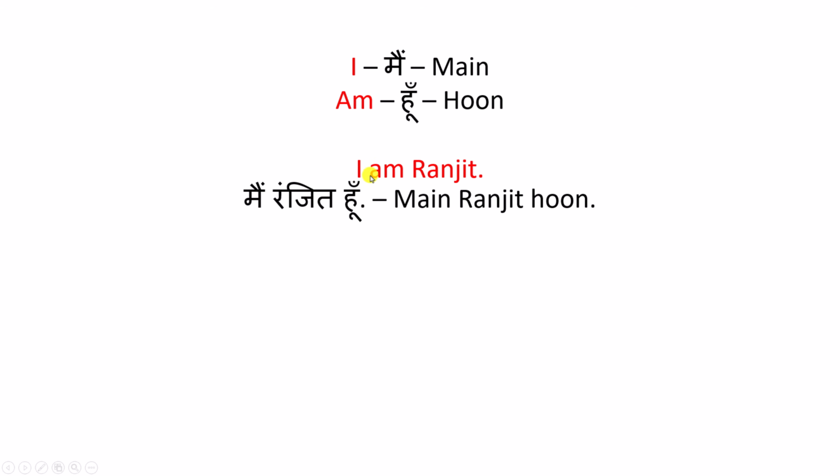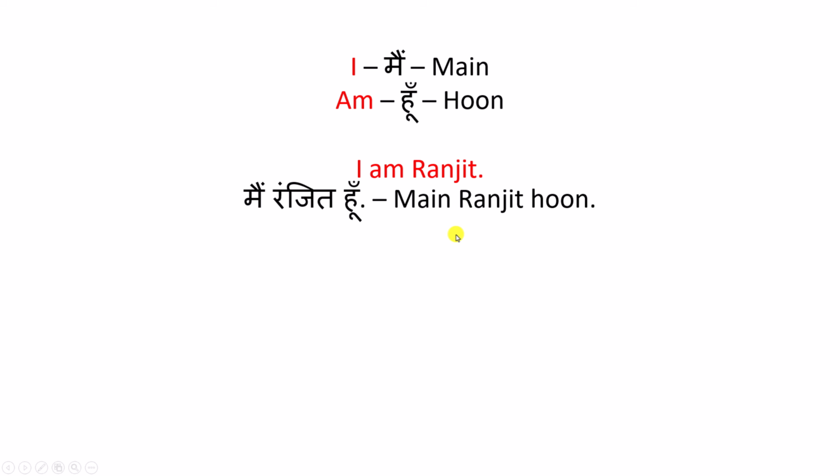I am Ranjit is मैं रंजित हूँ. मैं is I. Ranjit is the name of the person. Whom is am. Okay. मैं is I. Subject. Ranjit, name of the person. Whom is am, which is the be verb. So the verb comes at the end.